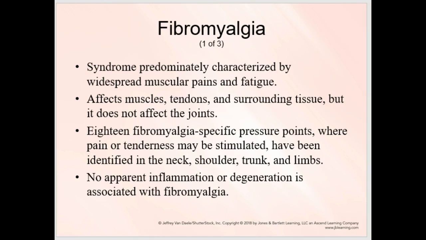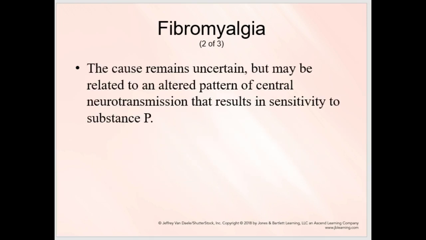All right, fibromyalgia is such a tricky disease, and I really think in the future they're going to find something else to diagnose this. I think there's a real true cause to this, but right now we don't know what the cause is. This is a syndrome that presents with widespread muscular pain and fatigue. It can affect muscles, tendons, surrounding tissues, generally not the joints. There are 18 specific points that I'm going to show you on a picture. No apparent inflammation or degeneration is associated with it. It's a bit of a conundrum.